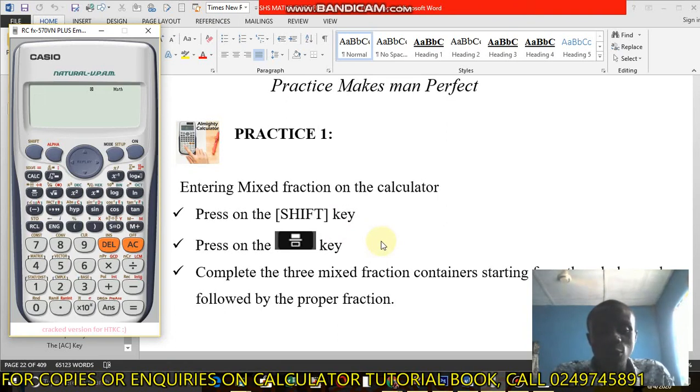To enter the mixed fraction on the calculator, we first press the shift key. So you see, you press the shift key. Now you press on the fraction container key, the fraction key. Now you see, when you do that, you get the mixed fraction container. Now we can complete the mixed fraction containers starting from the whole number followed by the proper fraction.